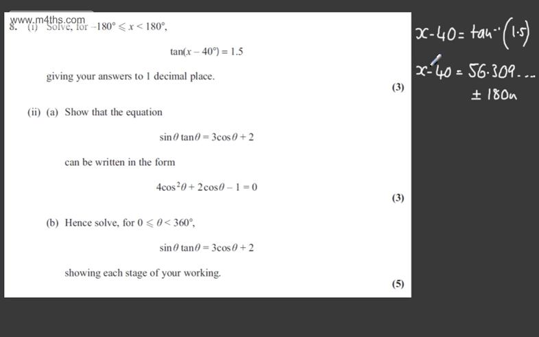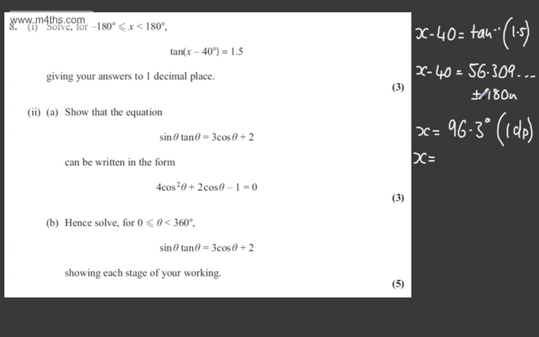So if we look at this one, the first one we can state now, by adding 40 to both sides, we can say that x would be equal to the 56.309 plus 40, which gives me 96.3, and that is degrees, and that is to one decimal place. If I add 40 and add 180, I'm going to go outside the interval, yet if I add 40 and subtract 180, I will stay in the interval.